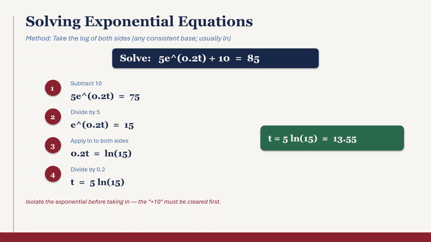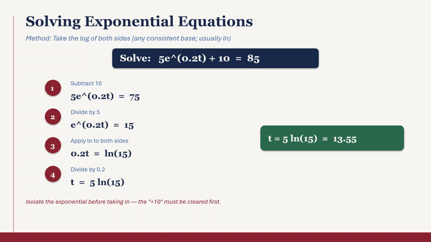When matching bases is impractical, take the log of both sides. Any consistent base works. Usually we pick natural log because the exponential is base e. Worked example: 5e to the 0.2t plus 10 equals 85. Isolate the exponential. Subtract 10 to get 5e to the 0.2t equals 75. Then divide by 5 to get e to the 0.2t equals 15.